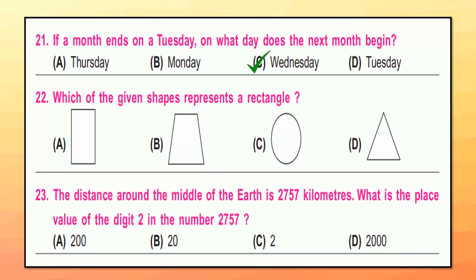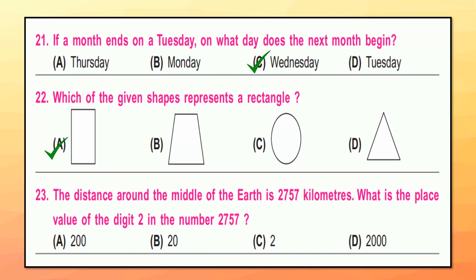Question number 22. Which of the given shapes represents a rectangle? The correct answer here is option A. Option A represents a rectangle. Question number 23. The distance around the middle of the earth is 2757 kilometers. What is the place value of the digit 2 in the number 2757?